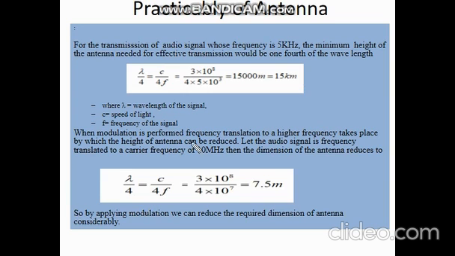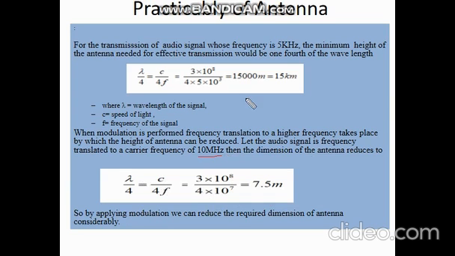Say you are applying a carrier signal of 10 megahertz to the audio signal of 5 kilohertz. The modulated waveform generated out of this is centered about the carrier frequency, nearly equal to 10 megahertz. So what is the dimension of the antenna for transmitting a 10 megahertz signal? The modulated waveform is now 10 megahertz. So lambda by 4 will be equal to C by 4f, that is 3 into 10 power 8 divided by 4 into 10 power 7, that is nearly 7.5 meters.